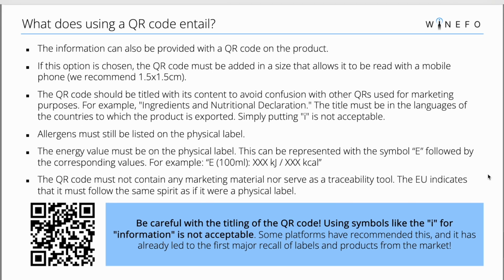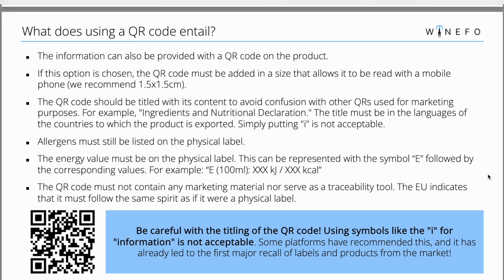Now, we've gone through the requirements of what we need to report. What does it imply? What does it entail to use a QR code instead of a leaflet with all 24 languages and all this information? Well, basically, we need to include 3 things when we use a QR code. It needs to have a title for the QR code, it needs to have the QR code, and it needs to still include the energy value on the physical label.